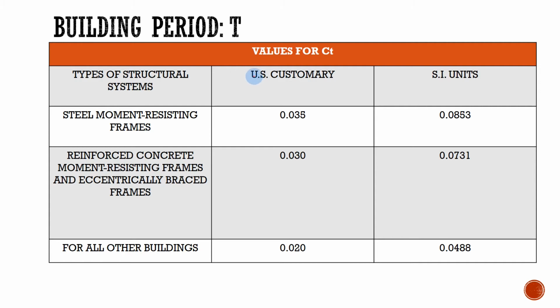Ito siyang gilahi ang katong US customary and katong naka SI. And definitely, ito yung focus na SI kay we are dealing with SI units. Okay, so for steel moment resisting frame, then you will be using 0.0853. Then for reinforced concrete moment resisting frame and eccentrically braced frame, we will be using 0.0731. Then for all other buildings, 0.0488. Okay, so definitely, there is a Pilipinas, so hilig mangita ang moment resisting frames, so either steel or RC depende kung naka steel or naka RC ka. Okay, so for English unit guys or US customary, for steel moment resisting frame 0.035, 0.030 for RC, and for all other building 0.02.